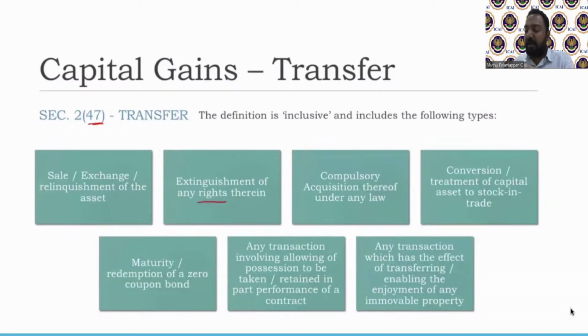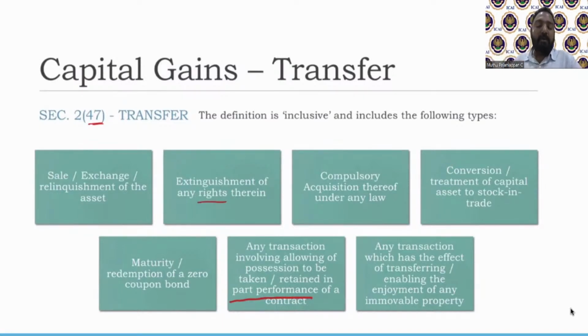Similarly, any transaction involving allowing possession to be taken or retained in part performance of a contract. What do you mean by part performance? One example is a joint development agreement. We'll see that in a subsequent slide also. When you have a land and you decide to give it to a builder and the builder builds that property, you don't get money at once. You get money in stages. So it's something like part performance. It is not completely sold with the money received at once. It is sold one by one and finally you get the overall money at a later point in time. So the part performance contract is also a transfer.